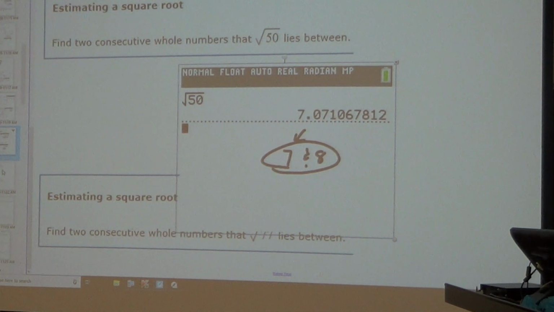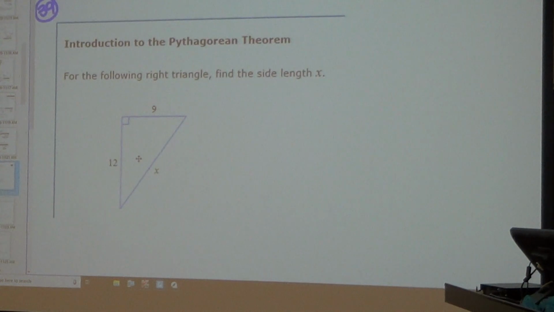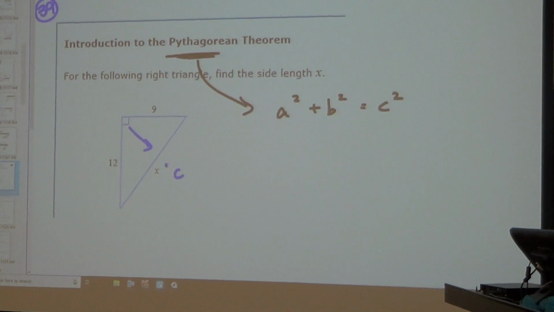Now, I did mention just a minute ago the Pythagorean theorem. Pythagorean theorem says a squared plus b squared equals c squared. The main thing you have to remember, c must be across from the right angle. That's called your hypotenuse. C has to be across from the right angle.